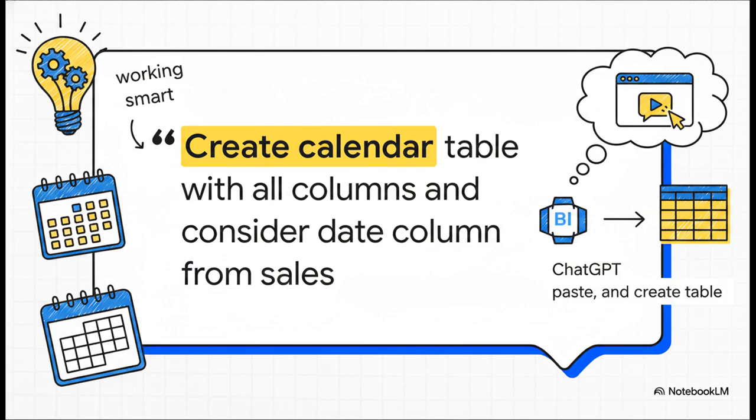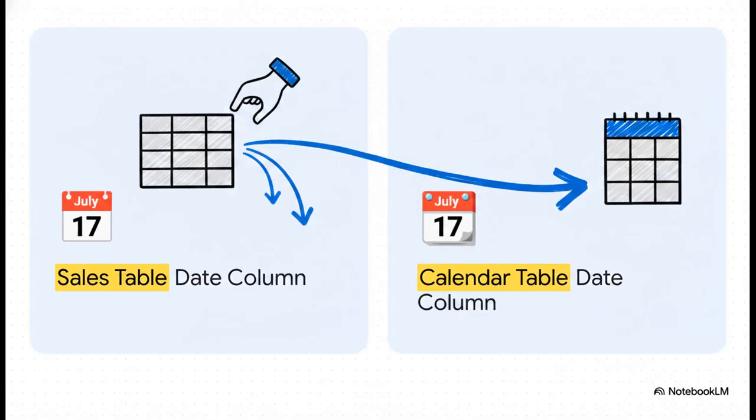Create calendar table with all columns and consider date column from sales table for min and max date. By using that prompt, ChatGPT instantly spits out the perfect DAX formula. You'll literally just copy it, click New Table in Power BI, paste it in, and boom, your complete calendar table is done in seconds.